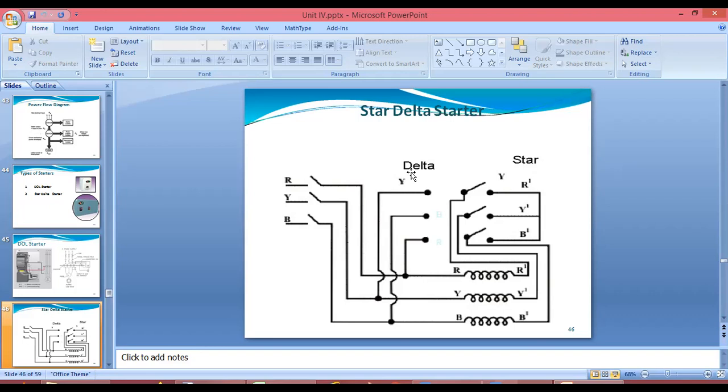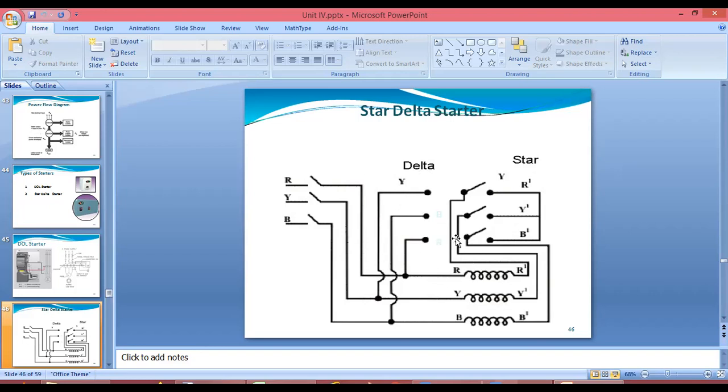So when we are using the star delta starter, at that time, we are supposed to give delta connections at the stator, and we can make that winding reconnected as a star connection. So this is only how we are giving the supply.